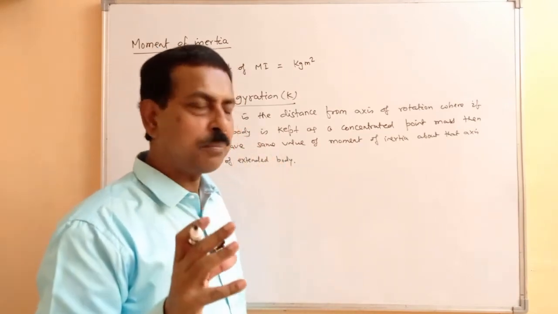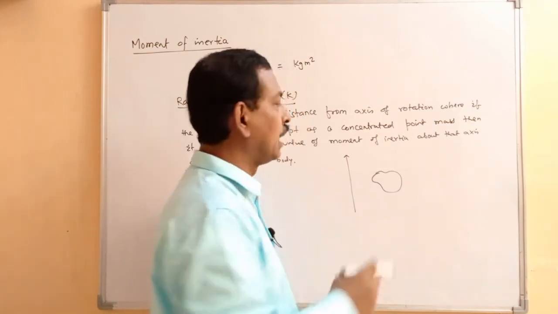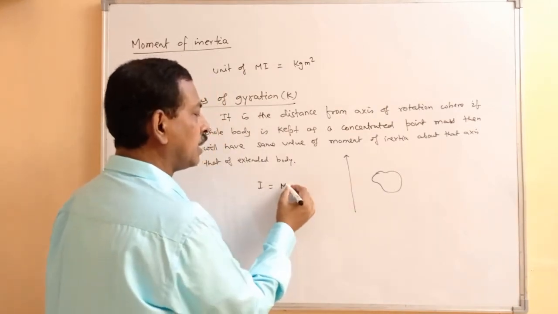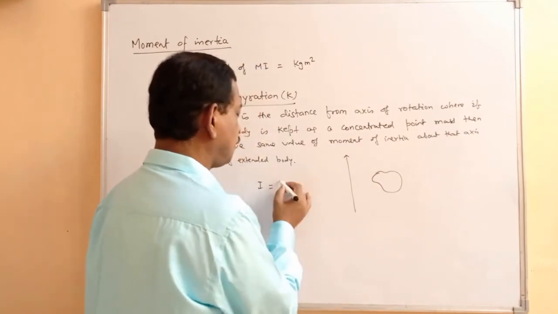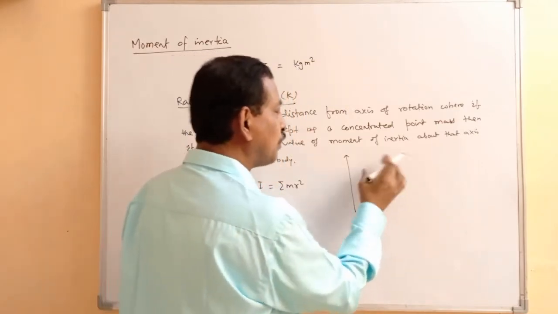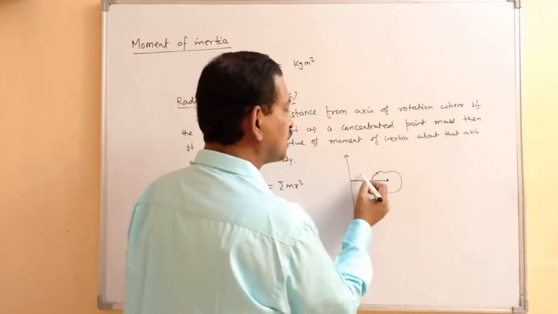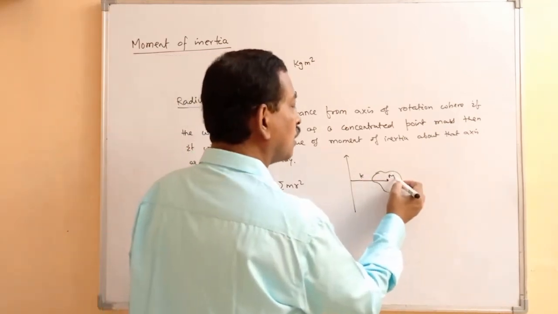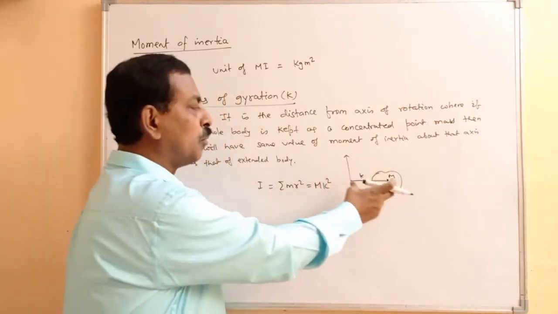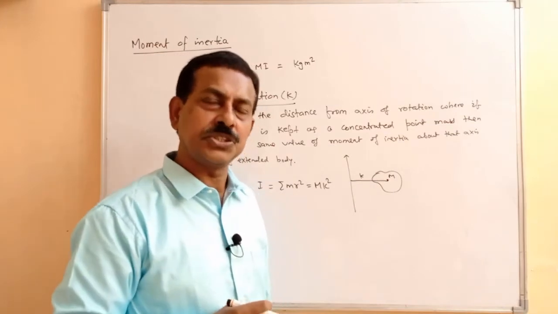That means if you have a particular body, suppose I have a body here and this is the axis of rotation. The moment of inertia of this body is summation mr square. In that case, if I put the entire body as a concentrated point mass at a distance k, which is the radius of gyration, then this will be equal to m into k square. That means the moment of inertia will have the same value as that of the extended body about the given axis of rotation.